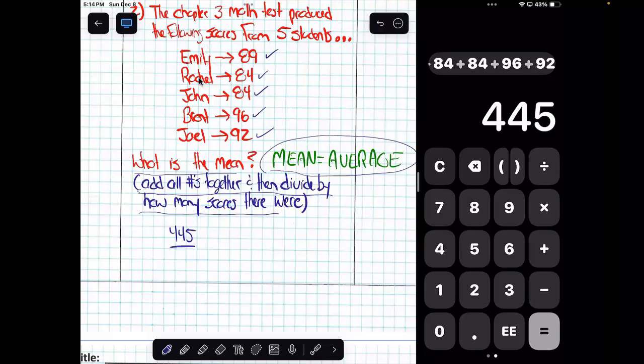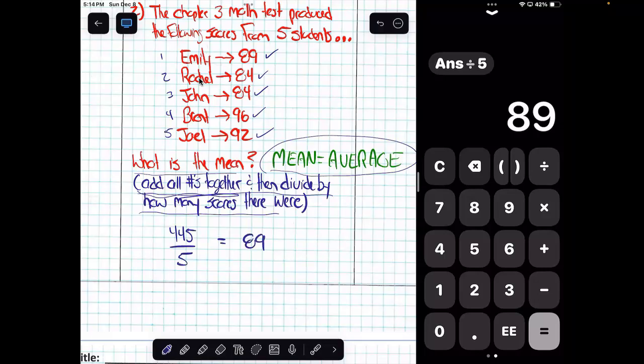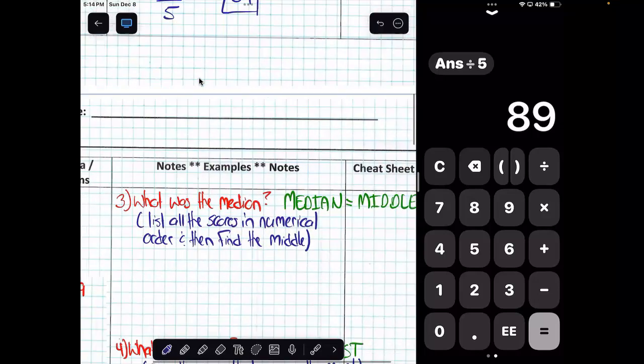I've added all of my scores together, and then I'm going to divide by how many scores there were. We had 1, 2, 3, 4, 5 different scores. So if I divide that by 5, our average score, our mean score, 445 divided by 5 is 89. So one way we can describe this data is that the 5 students who took the test averaged 89 on the test. Next thing we're going to do is find the median.